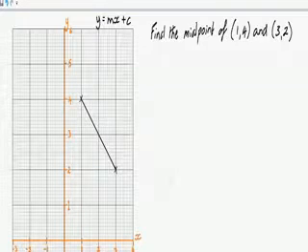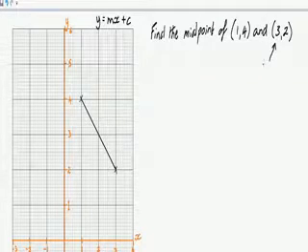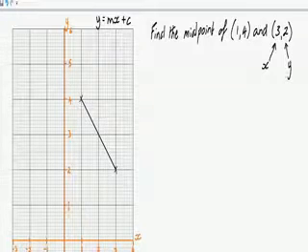Okay, so part 2. They can say find the midpoint of, and they'll give you 2 coordinates. Now when they give you coordinates, the first number is your X point, the second number is your Y point. Okay, X always takes preference over Y.